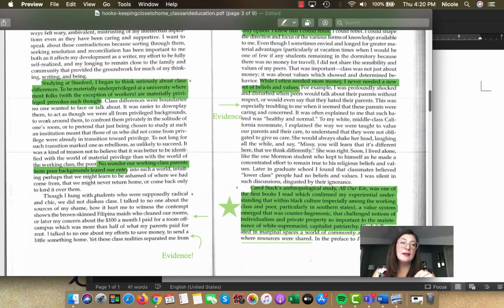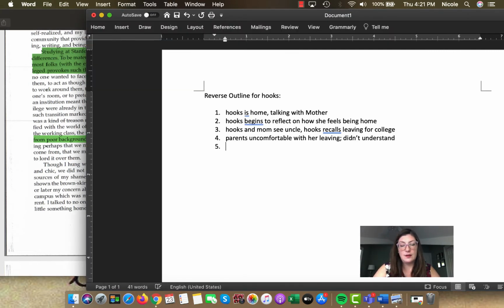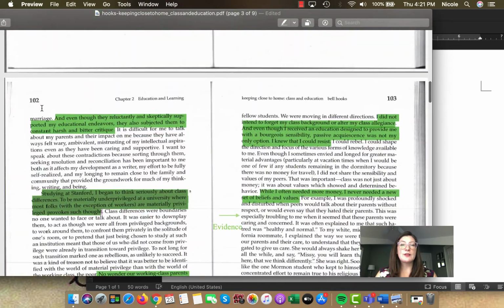And then I'm just doing this next paragraph so we can get into this first claim, which is about thinking about class and education. So, studying at Stanford helps Hooks think about class. So here's the first few paragraphs of Hooks.